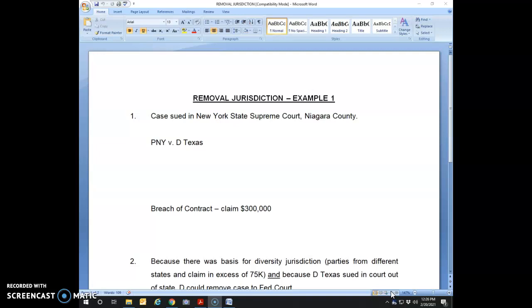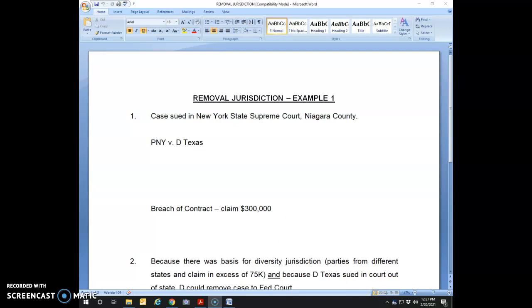This goes way back to the 1980s, I believe. In any event, the plaintiff's attorney sues the case in New York State Supreme Court. Venue is Niagara County, which was proper because that's where the plaintiff company was, etc. What happens, though, is the defendant doesn't want the case in New York State Court. The defendant wants the case in federal court, and it removes the case to federal court.